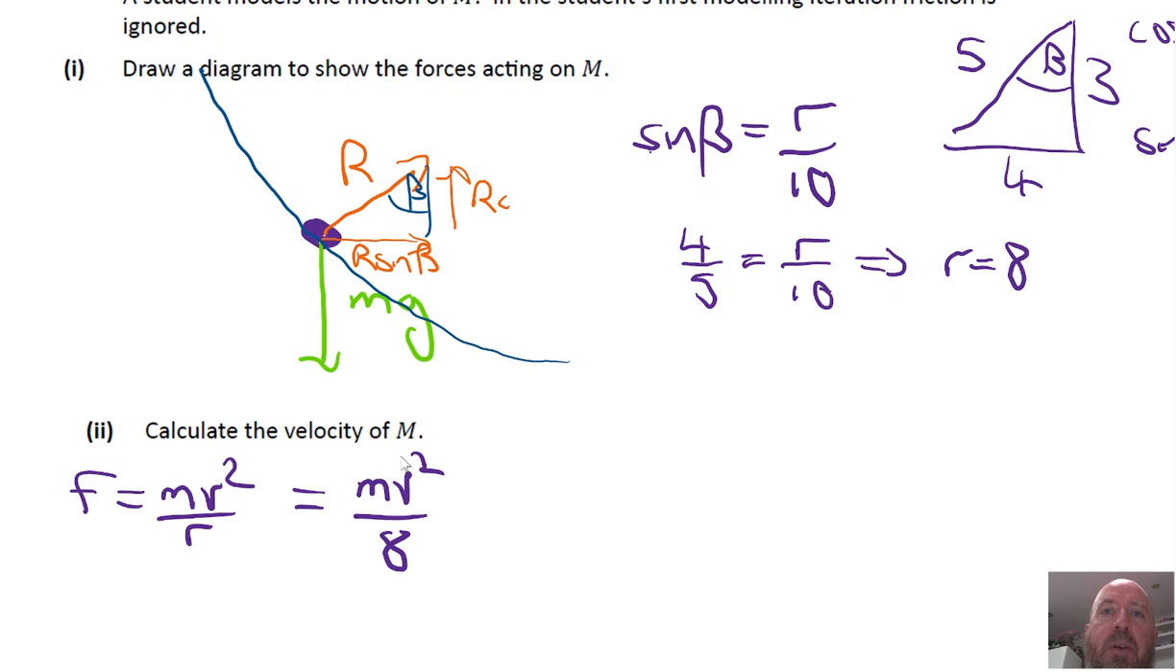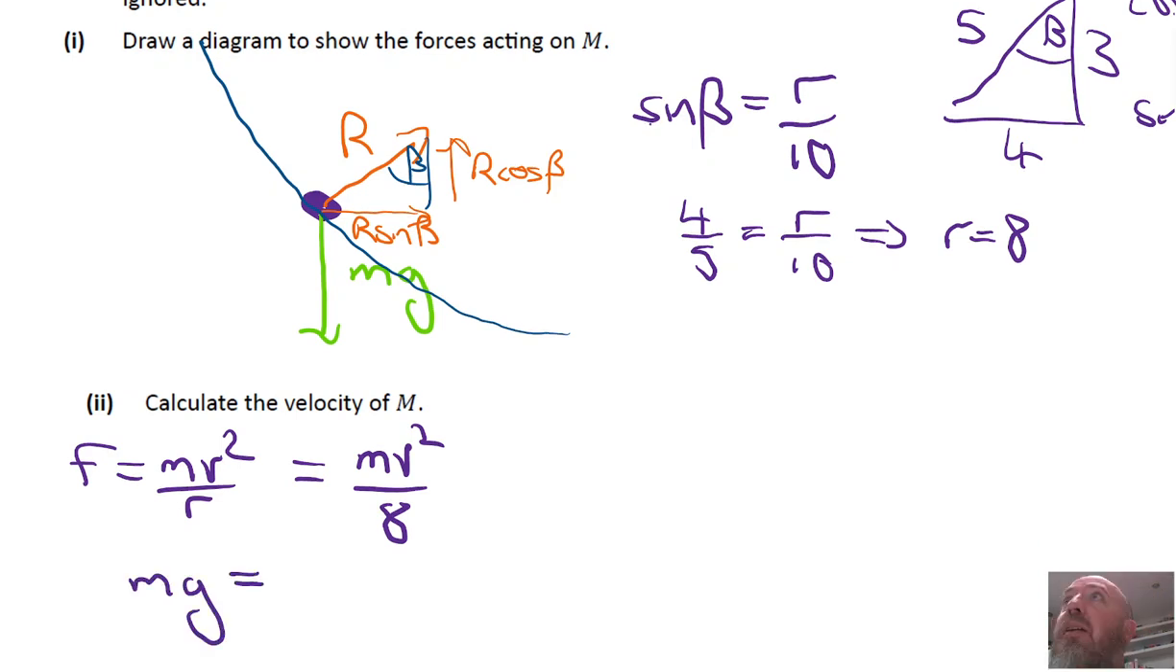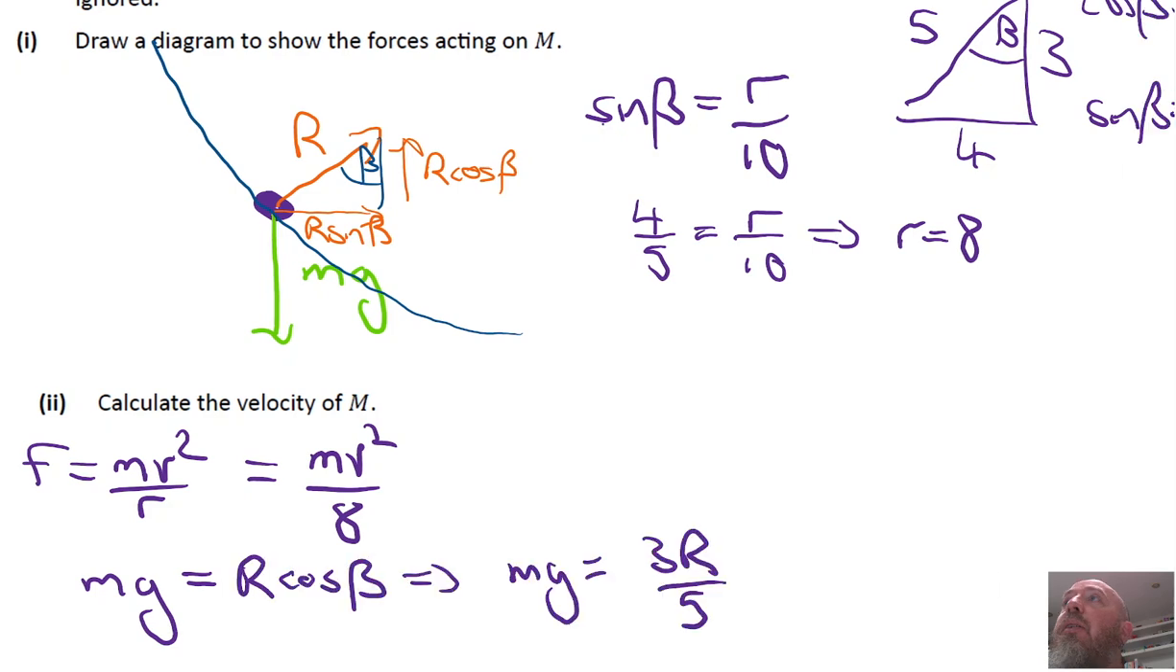But we know the ups equal the downs. So we know that mg has to equal R cos beta, because that vertical force is balanced out because it's moving horizontally. It's R cos beta, and cos beta is 3/5. So this means that mg equals 3R over 5. Now I don't know if we're going to need to rearrange to get m equals or rearrange to get R equals, but I'll leave it there for now.